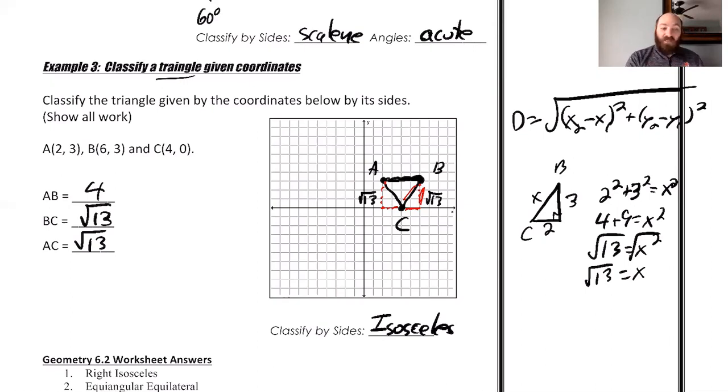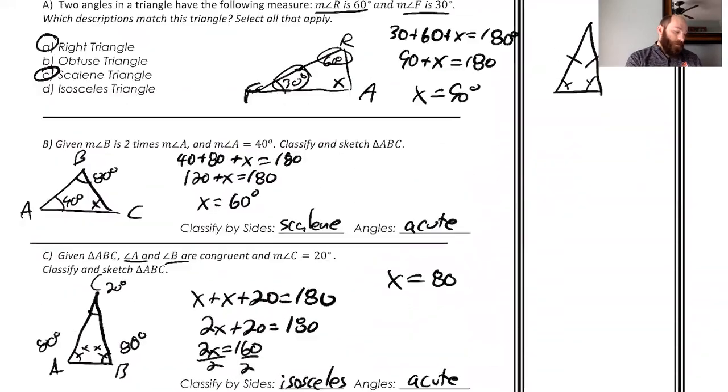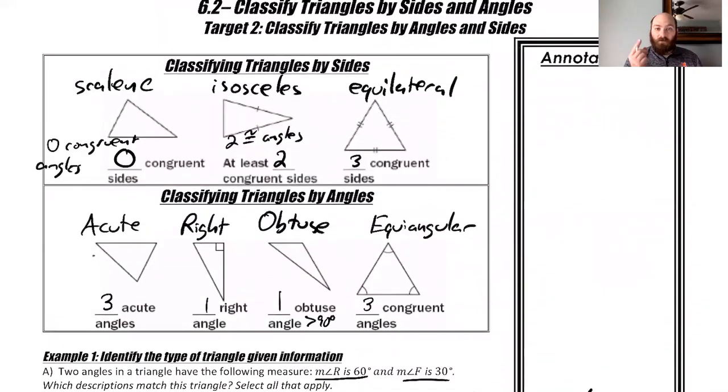Okay, so that's it for classifying. Again, real quick summary: two ways to classify, sides and angles. Some information we can gather from each. If there are no congruent sides, we can also say there are no congruent angles, and if there are no congruent angles, there are no congruent sides. If there are 2 congruent angles, we can say that's also isosceles. Equilateral is equiangular, and vice versa.